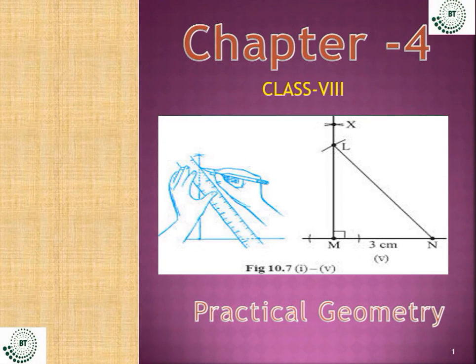With chapter 4, this is about practical geometry. We have learned about many shapes, like in class, up to class 7, we have learned about triangles and their construction. And in your previous chapter, that was about quadrilaterals. So in this chapter, we will learn about the construction of quadrilaterals, right?